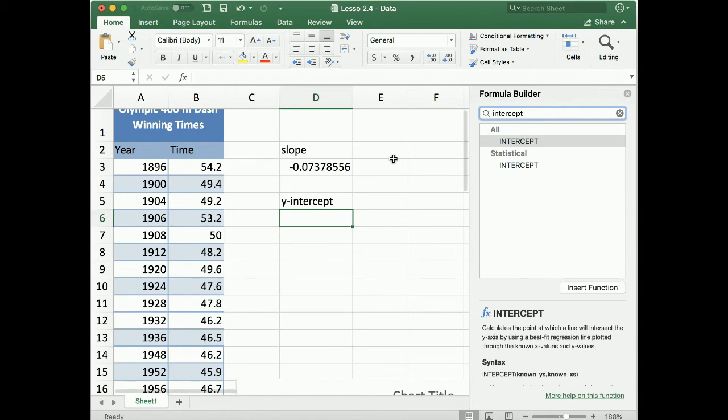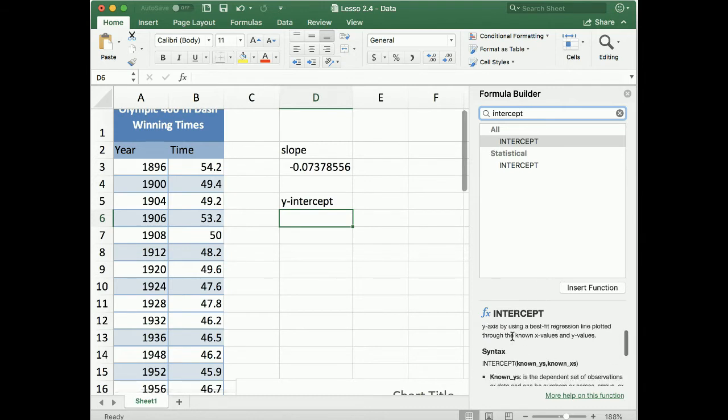And there is something called intercept. Down here it says it calculates the point at which a line, that's good, it's talking about a line, will intersect the y-axis by using the best fit regression line plotted through the known x values and y values. So that's good, that's what we want.